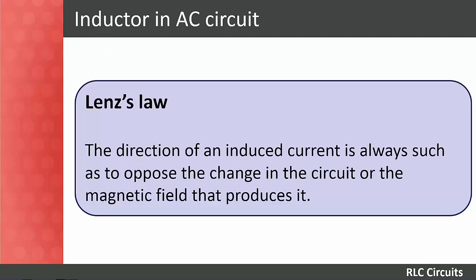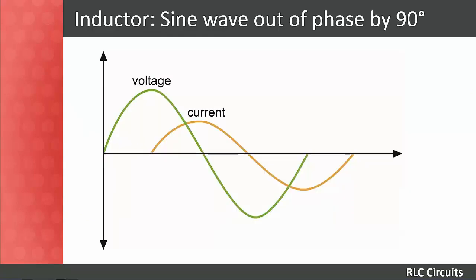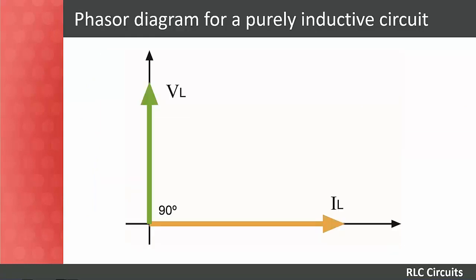The direction of an induced current is always such as to oppose the change in the circuit or the magnetic field that produces it. In a purely inductive circuit, the voltage leads the current by 90 degrees. We can also say that the current lags the voltage by 90 degrees. This effect can be represented by a phasor diagram as shown here.